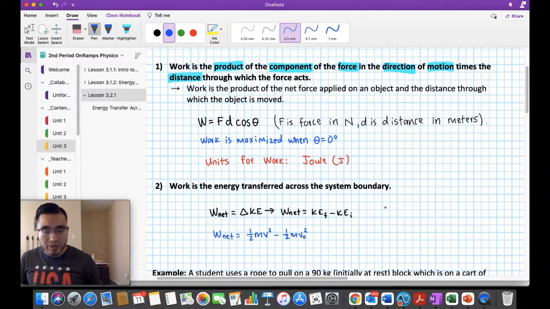So I want to keep consistency with that, okay? Make sure you get this one down. Okay, so let's do an example to further illustrate what is work in terms of energy transfer.